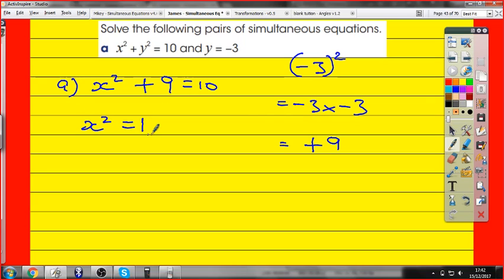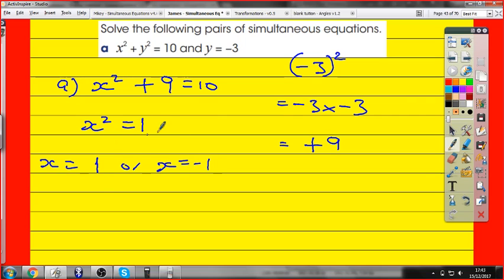X squared is 1. And so what is x? X is 1. And is there any other number? Any other similar number that x could be? Keeping in mind this thing that we did over here with the plus 9. Or minus 1. That's right. It could also be minus 1.